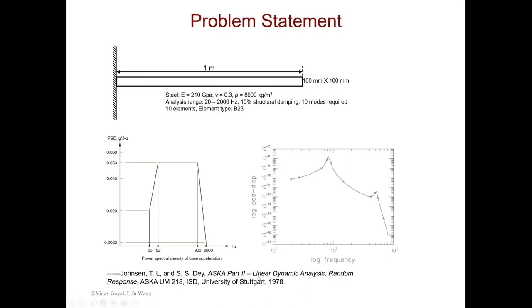According to Johnson, in his book Linear Dynamic Analysis, Random Response, in 1978, he has a theoretical result for the input power spectrum density like this. And the output, according to the literature, should look like this. We're going to compare the Abaqus result and the literature result to validate that our analysis is correct.